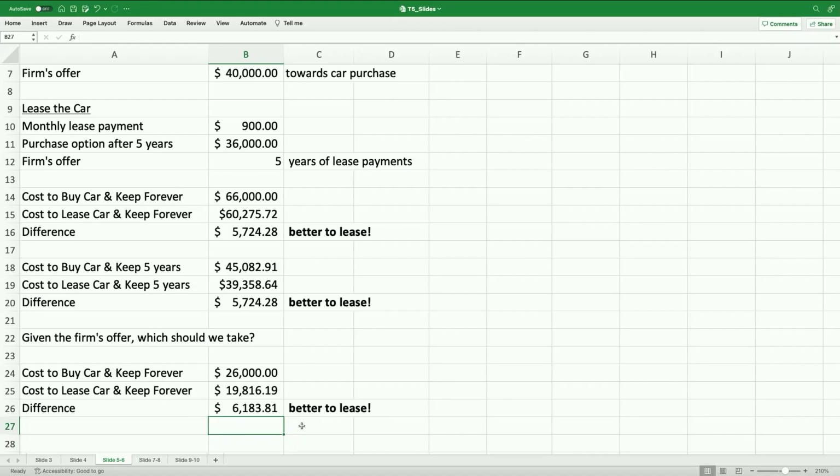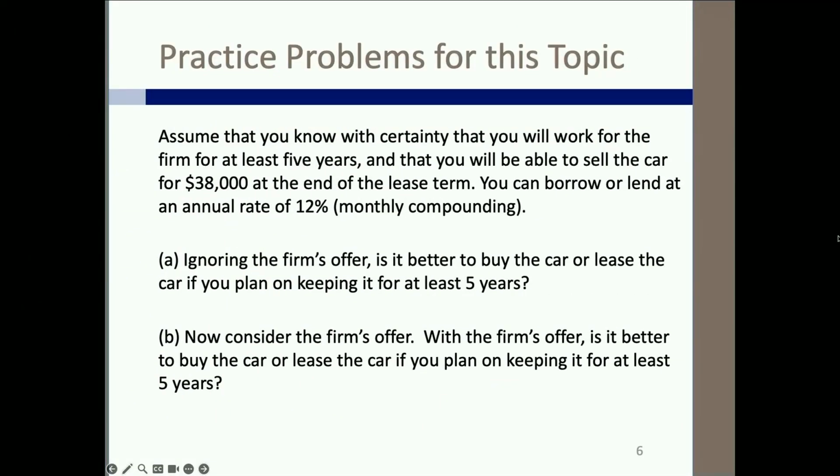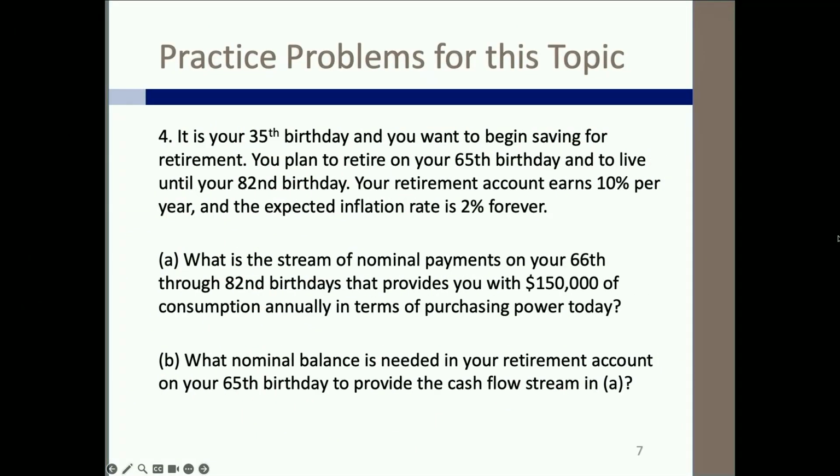All right, back to the slides. Next problem. It's your 35th birthday, and you want to begin saving for retirement. You plan to retire on your 65th birthday and live until your 82nd birthday. A lot of very specific particular planning going on here. It's great. Your retirement account earns 10% per year, and the expected inflation rate is 2% forever.